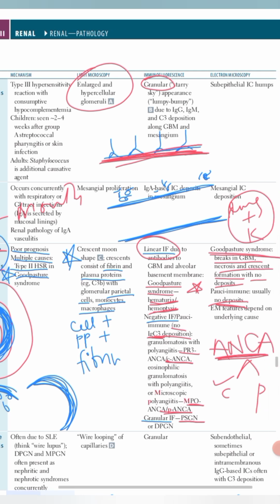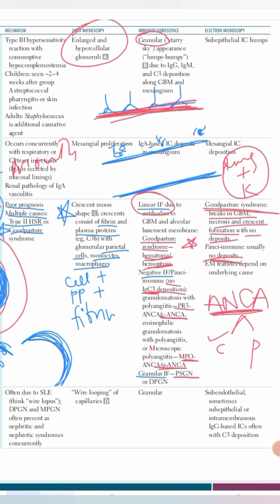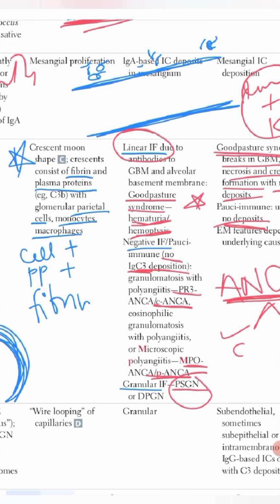And in immune complex deposition pattern, there is post-infectious or post-streptococcal glomerulonephritis. And in pauci-immune, there are ANCA-associated diseases like granulomatosis with polyangiitis, formerly known as Wegener granulomatosis, and microscopic polyangiitis.